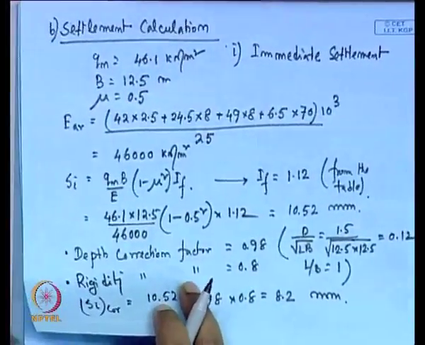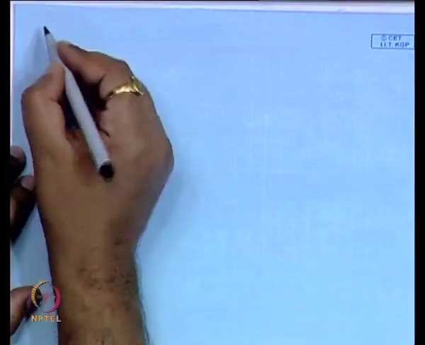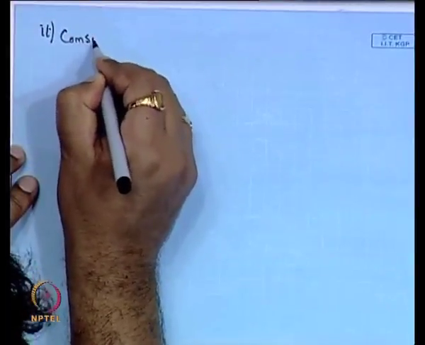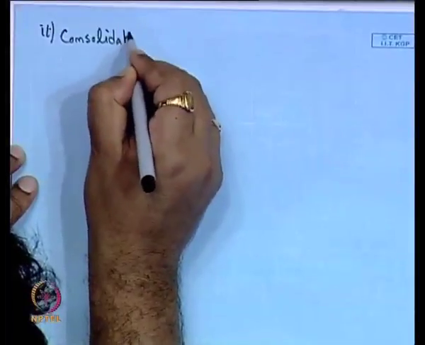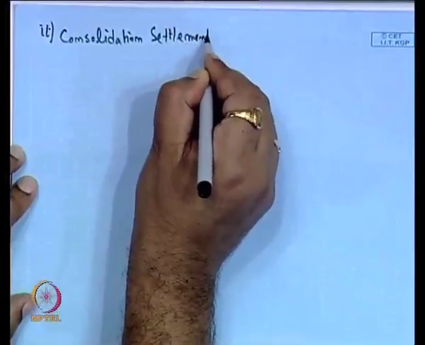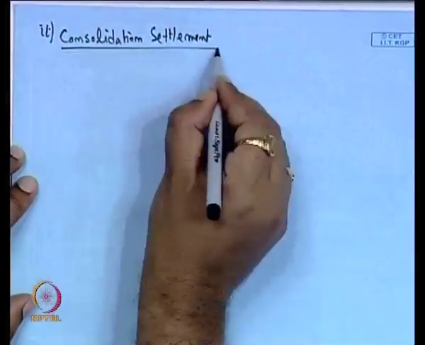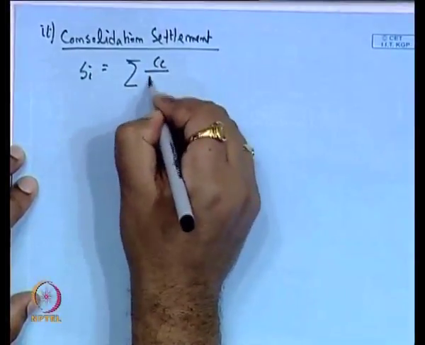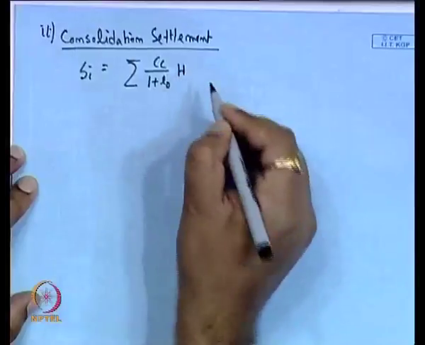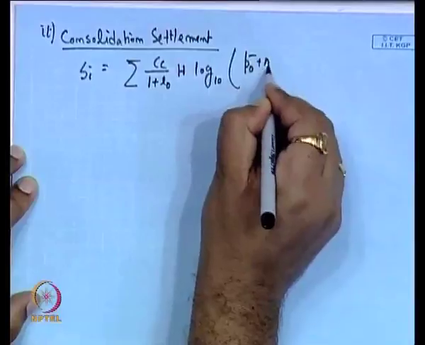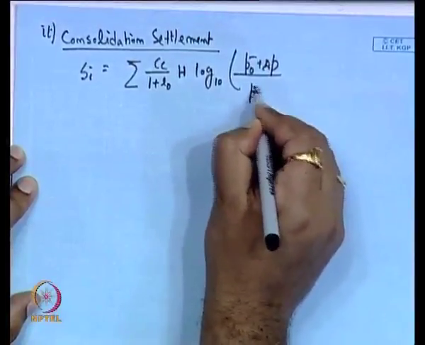Next we will calculate the consolidation settlement. Consolidation settlement S_c is the summation of C_c by (1 plus e_0) into thickness of each layer of soil into log 10 of (P_0 bar plus del P) divided by P_0 bar.